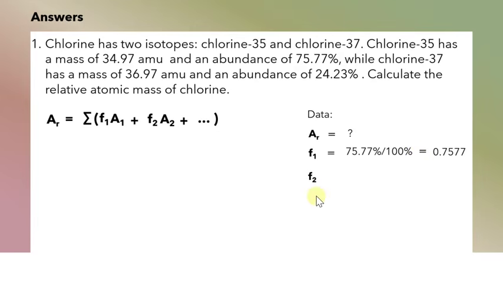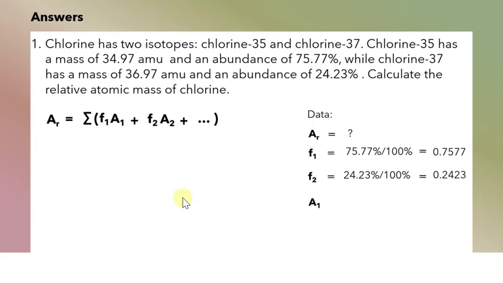Then F2 is the other fractional abundance, where they've said while chlorine 37 has a mass of 36.97 AMU and an abundance of 24.23. So this is the percentage abundance or fractional abundance of the other isotope. So it means it is 24.23 divided by 100, which will give us 0.2423. Then we are going to go for A1.